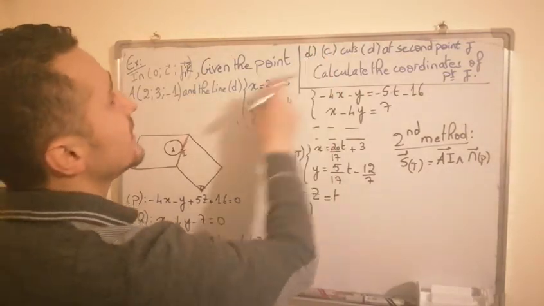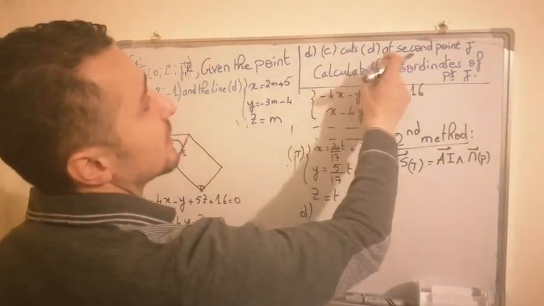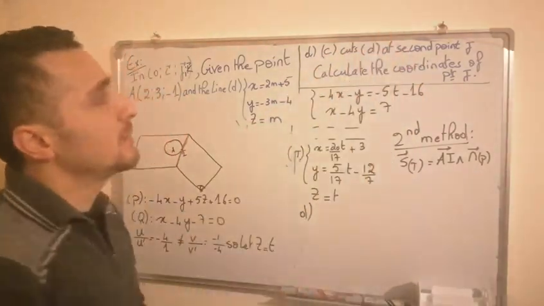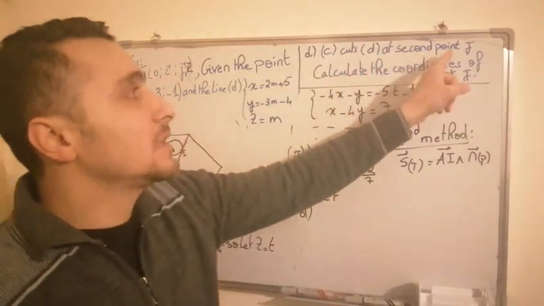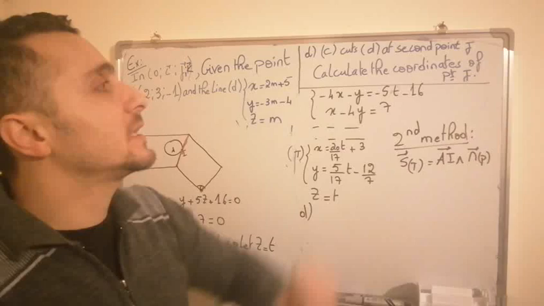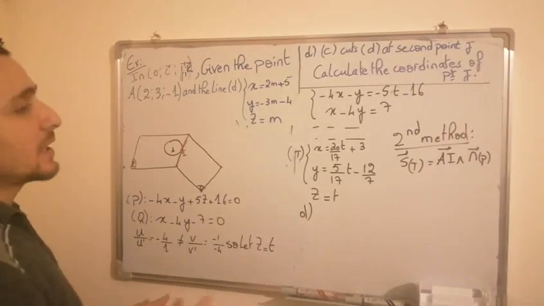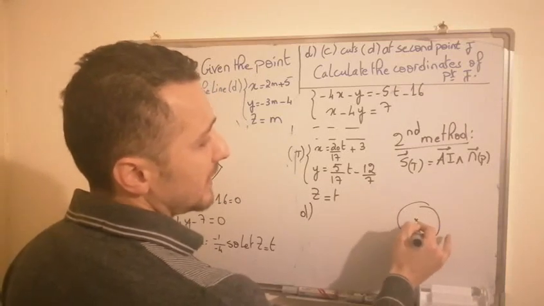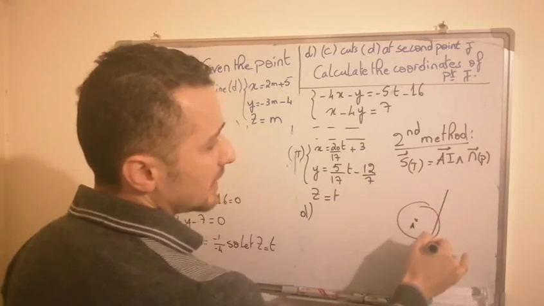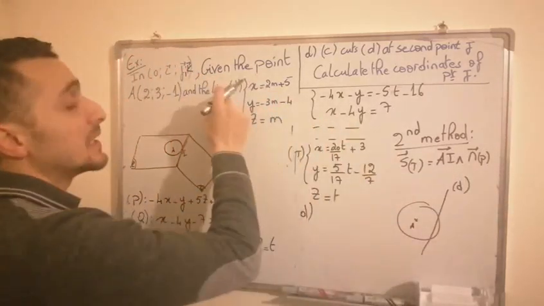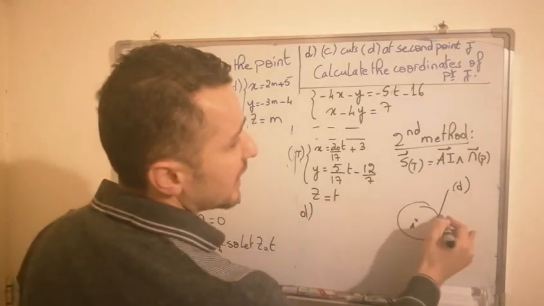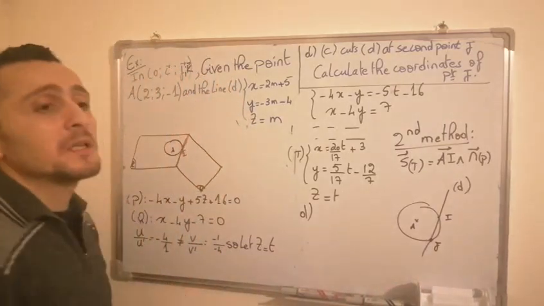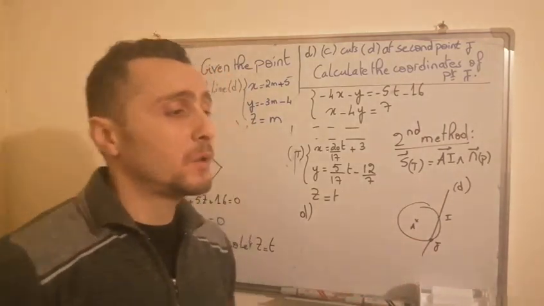It says the line D cuts the circle C, or C cuts D, same thing. So if C cuts D at a second point J, calculate the coordinates of point J. Because in this figure we have the circle and this line, point A being the center of the circle. I have the line D, whose equation is already given, cutting the circle in two points, one will be I and one will be J. We are asked to calculate the coordinates of point J.